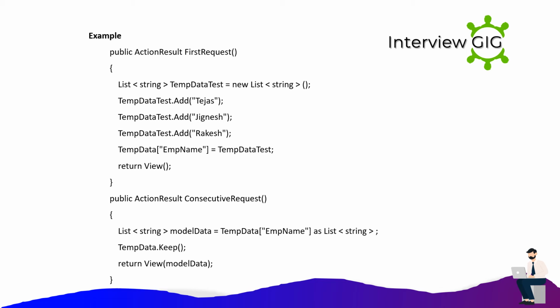Example. public ActionResult FirstRequest, List<string> TempDataTest = new List<string>(); TempDataTest.Add("Tejas"); TempDataTest.Add("Jignesh"); TempDataTest.Add("Rakesh"); TempData["EmpName"] = TempDataTest; return View(). Public ActionResult ConsecutiveRequest, List<string> modelData = TempData["EmpName"] as List<string>; TempData.Keep(); return View(modelData).